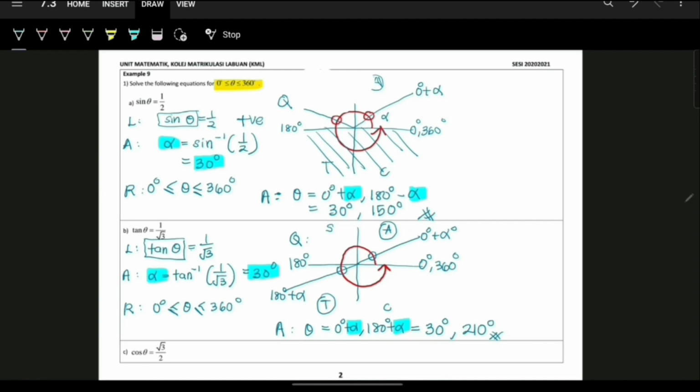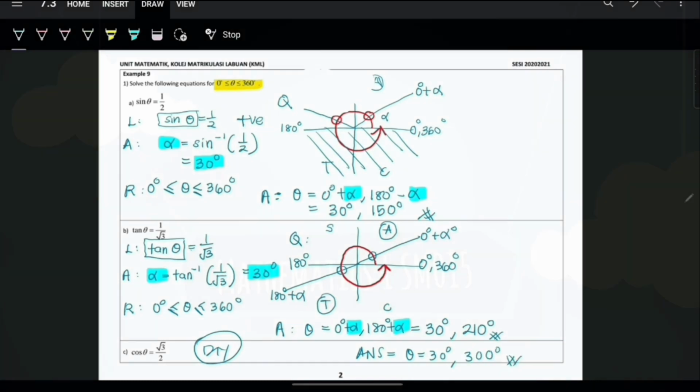It's a checklist. And for this one, you are going to DIY on your own. I believe you can do it. You can try first. Don't give up. Just follow step by step. So the answer is 30 and 300 degrees. Okay, wish you luck.